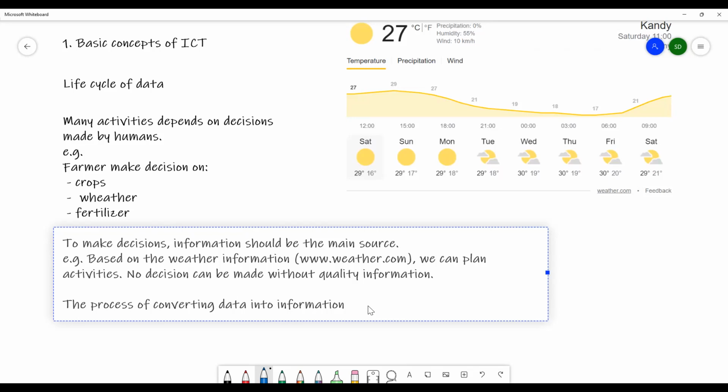Now, for example, what do you mean by averaging? You collect a set of values and then you average out, right? Divide by the number of, let's say, days. Then you'll get the average number. So that average number is processed data, which we call information. I hope you got the idea now.